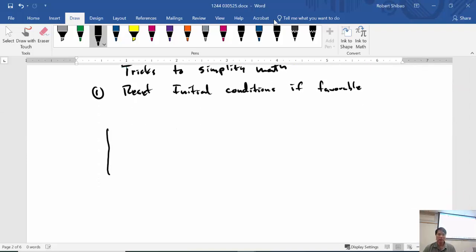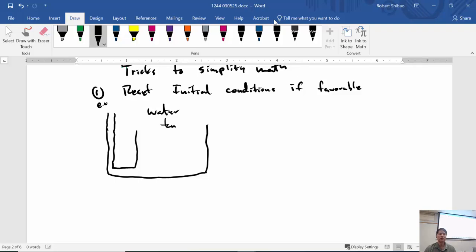Let me do it like this here. Let's say I have a water tank, and it's a weird shaped water tank. Let's say I want to put 50 gallons of water in here, but I'm going to put all 50 gallons on the left side, which I'll call the reactant side here. So the reactant side has 50 gallons of water, and on the product side, I'm going to have 0 gallons of water.